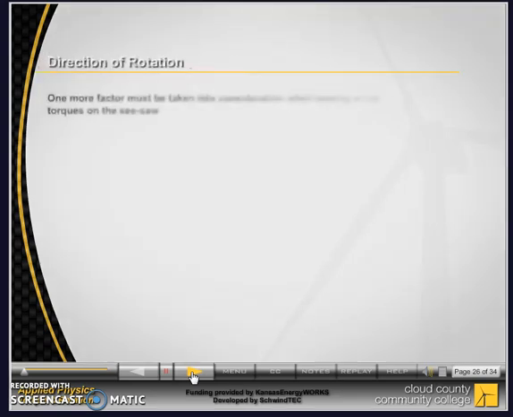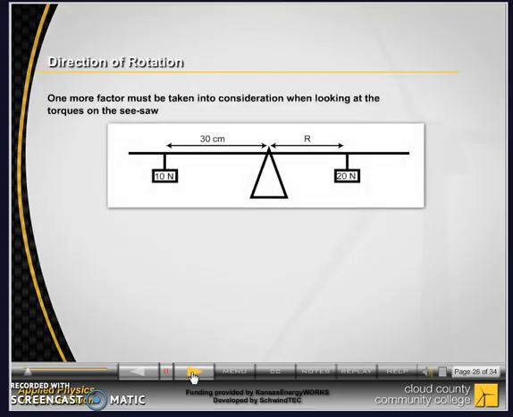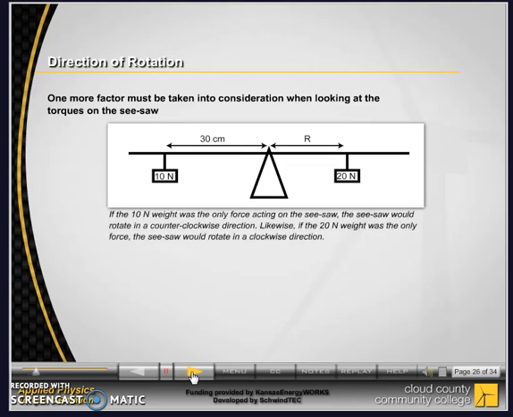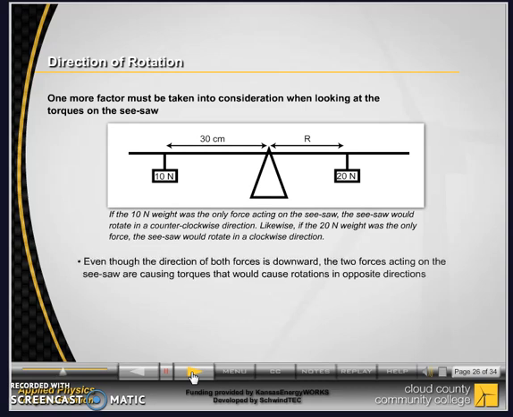There is one more factor that must be taken into consideration when looking at the torques on the seesaw. If the 10 Newton weight in the example was the only force acting, the seesaw would rotate in a counterclockwise direction. Likewise, if the 20 Newton weight was the only force, the seesaw would rotate in a clockwise direction. Even though the direction of both forces is downward, the two forces acting on the seesaw are causing torques that would cause rotations in opposite directions.